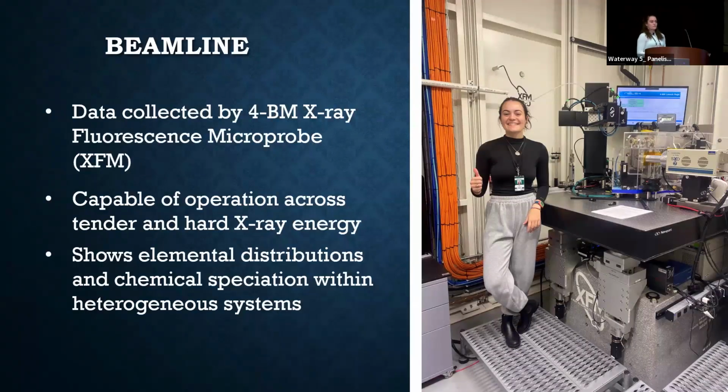The beamline we decided to go with was the 4-BM X-ray fluorescence microprobe, or XFM. This is a very novel microprobe. It's able to operate across tender and hard X-ray elements. It can do phosphorus and sulfur, but it can also reach harder elements like iron and calcium, which is very important for our research. It shows the elemental distributions and chemical species within these heterogeneous systems, and this is why we decided to go with this very novel beamline.